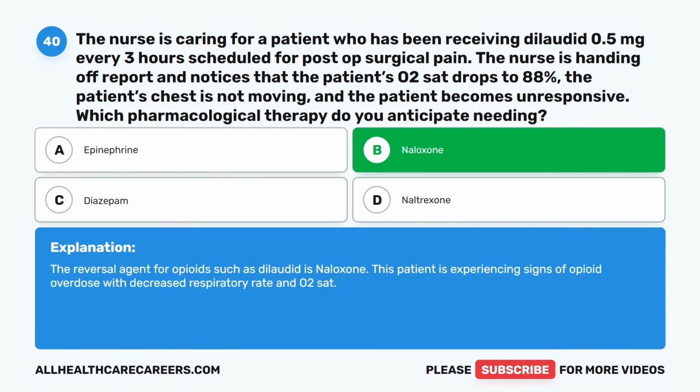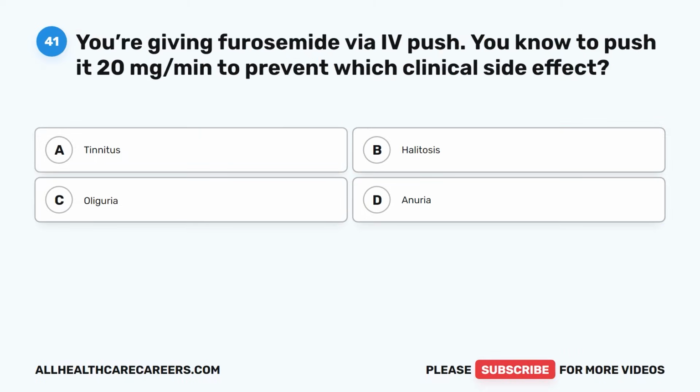Naloxone. The reversal agent for opioids such as Dilaudid is naloxone. This patient is experiencing signs of opioid overdose with decreased respiratory rate and O2 sat. Question 41. You're giving furosemide via IV push. You know to push it 20 milligrams per minute to prevent which clinical side effect?